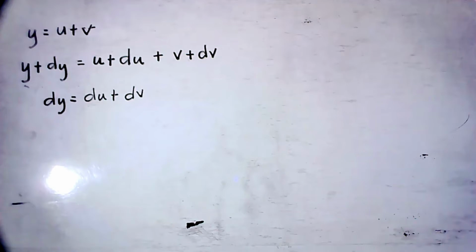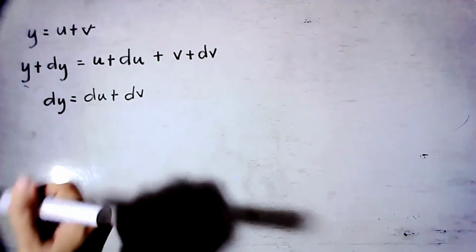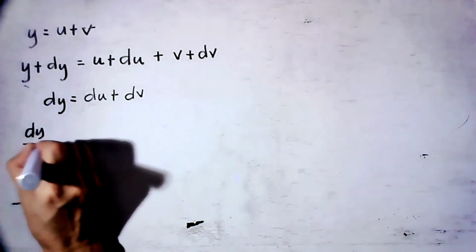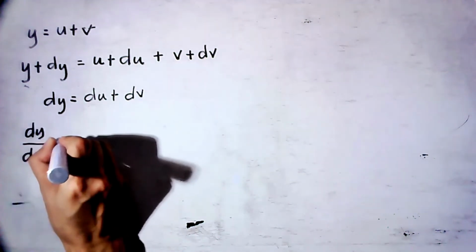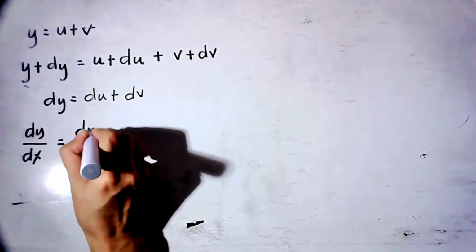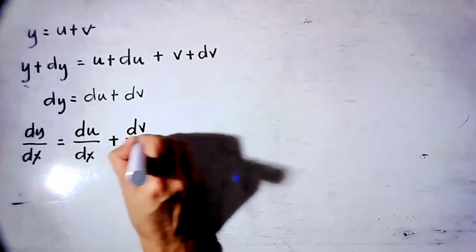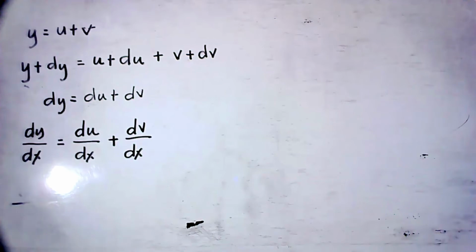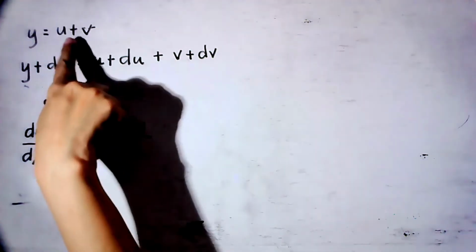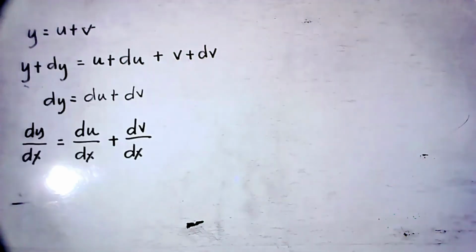And then if you are going to divide both sides of the equation by dx, then dy over dx is equals to du over dx plus dv over dx. So therefore, this justifies the procedure: you differentiate each function separately and add the results. So this will be our formula for y equals u plus v.